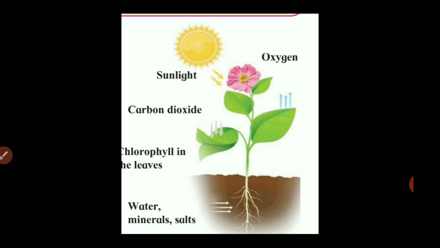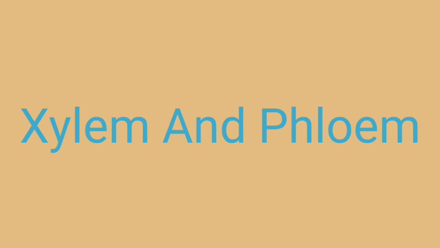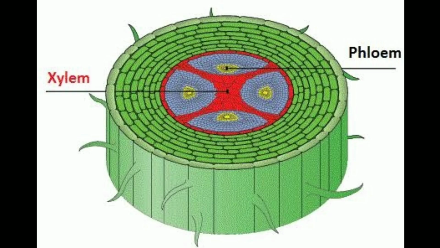Then this food is provided to each and every part of the plant. Now the next topic is xylem and phloem. Xylem and phloem are the most important in the conduction of water, minerals and food in plants. Now in the figure you can see the cross section of the stem. There are two parts called xylem and phloem. The blue part shown is called the phloem and the red part is called the xylem. These are also called the conducting tissues.